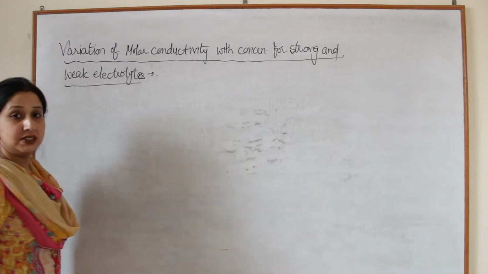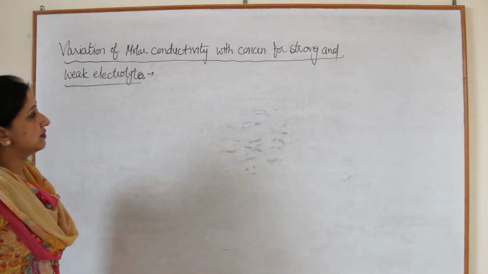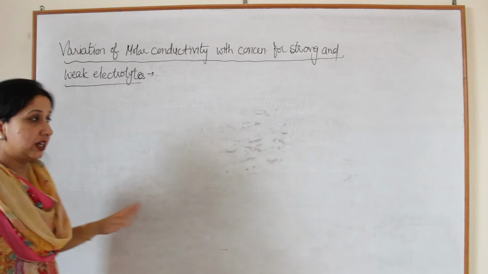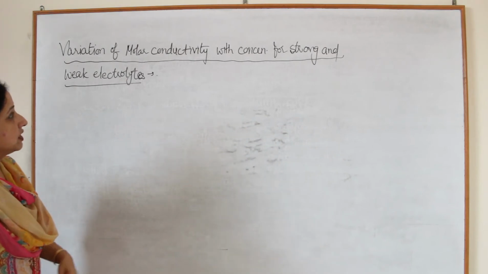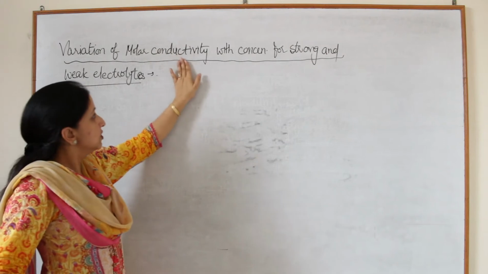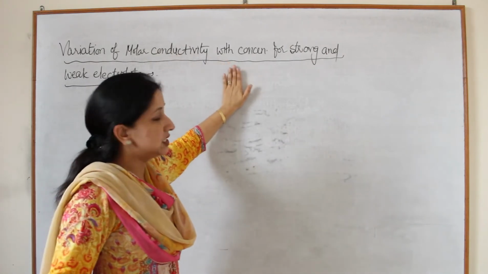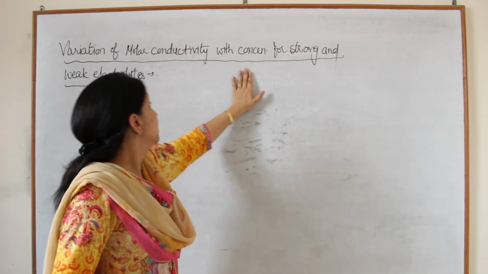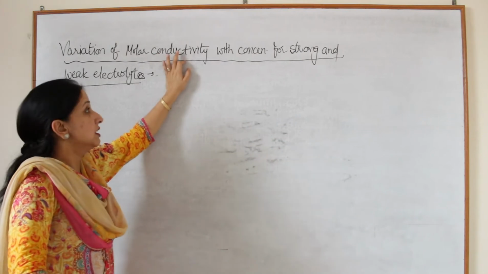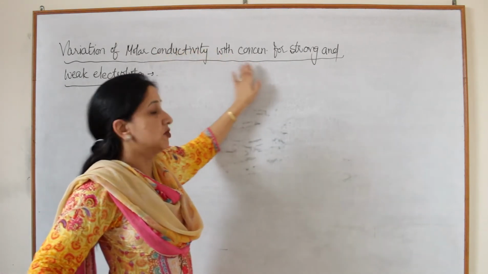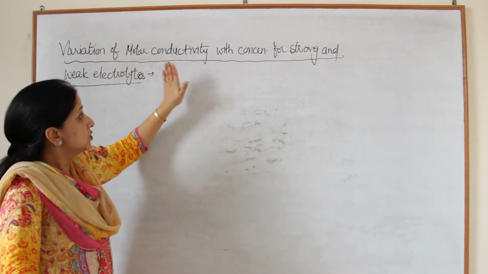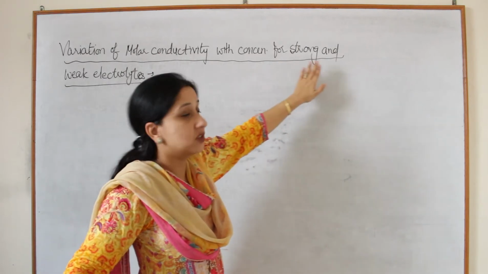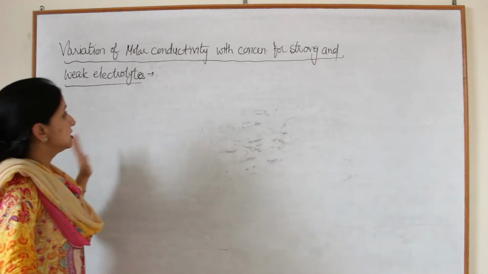Now our next topic is variation of molar conductivity with concentration for strong and weak electrolytes. In the previous lecture we have discussed in general molar conductivity has inverse relation with the concentration. If the concentration decreases, molar conductivity increases, and if concentration increases, then molar conductivity decreases. So today's topic is what is the variation of molar conductivity with concentration for strong and weak electrolytes respectively.